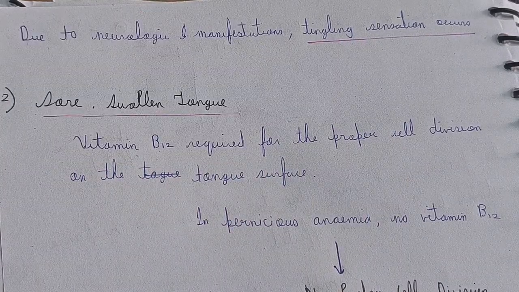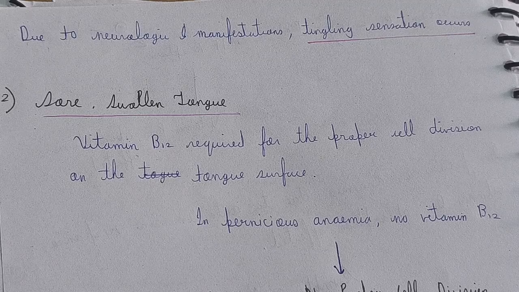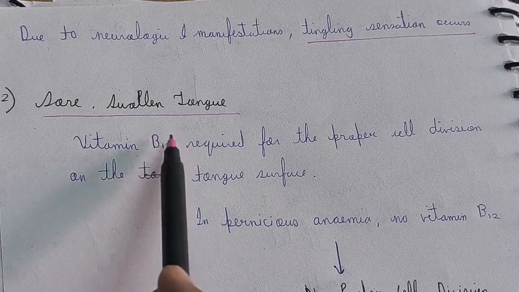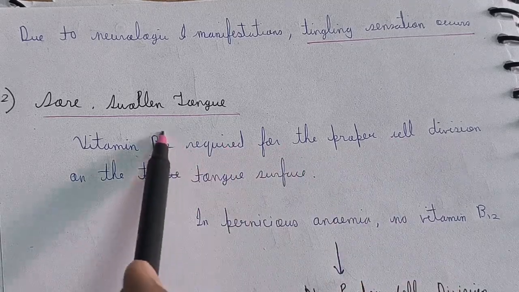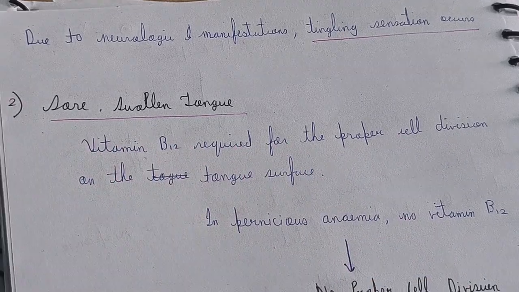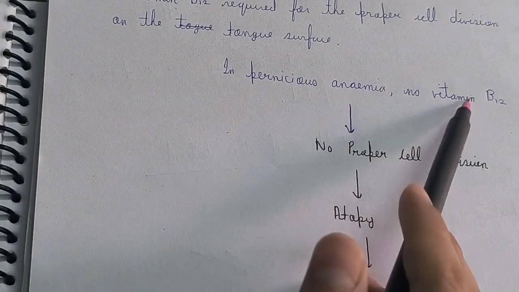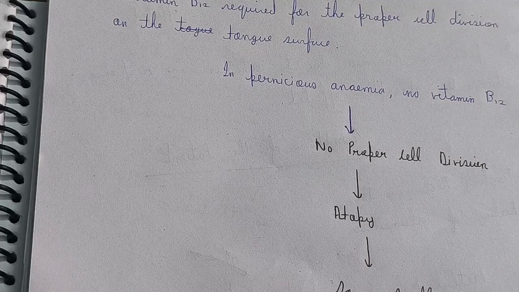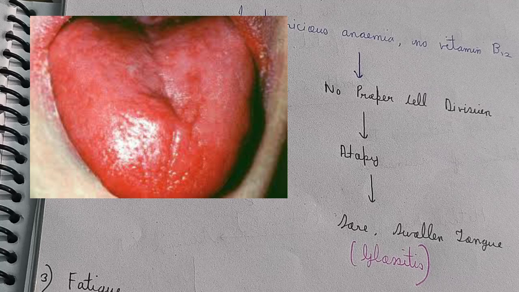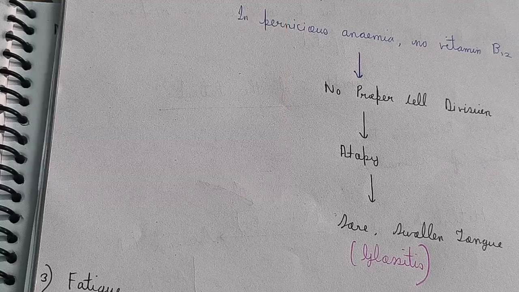Now, why does a sore, swollen tongue occur? In the normal situation, cell division is occurring on the tongue surface, and vitamin B12 is required for it. As I already mentioned, in pernicious anemia there is no vitamin B12, so no proper cell division, and atrophy occurs. Therefore the tongue is sore and swollen, which is glossitis. See, this is the image of glossitis. The tongue has become red and beefy because of the absence of vitamin B12.